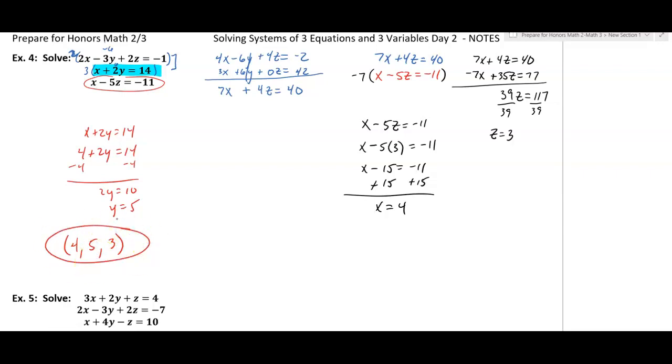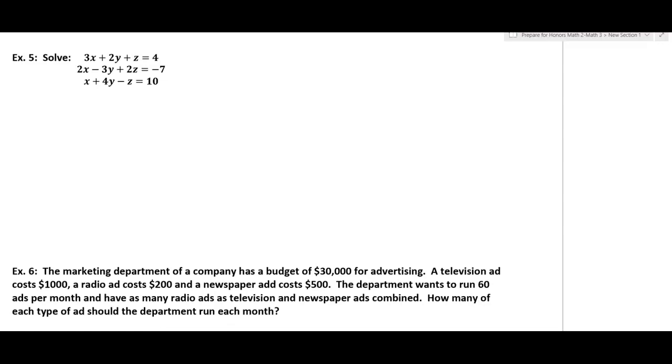And I am done. If you get the correct answer, you can go ahead and just fast forward to the next problem. Okay, the answer here is 2, 1, negative 4. So if you were able to solve this and get that answer, you can fast forward to the next problem.